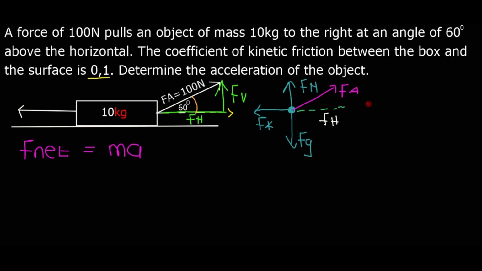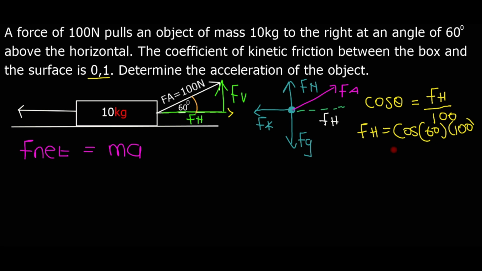So calculating the horizontal component, we say cos theta equals adjacent, which is the horizontal, over the hypotenuse, which is 100 newtons. From there, F horizontal equals cos 60 times 100, so we get 50 newtons.